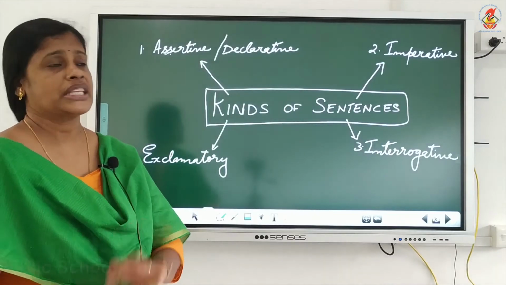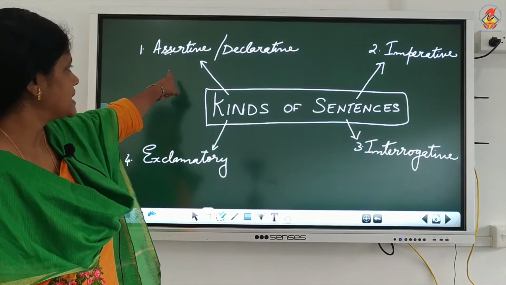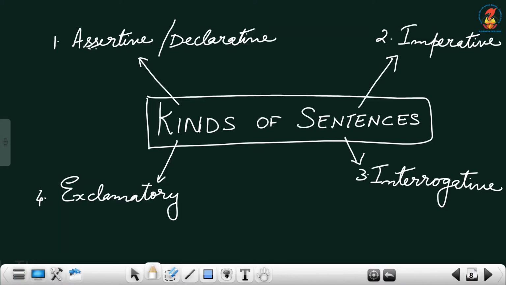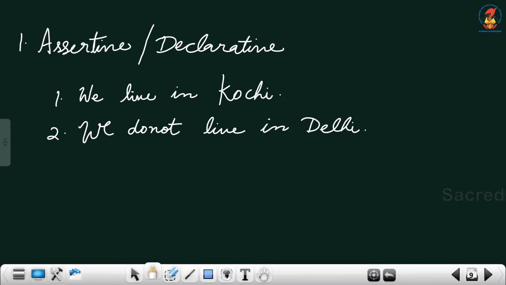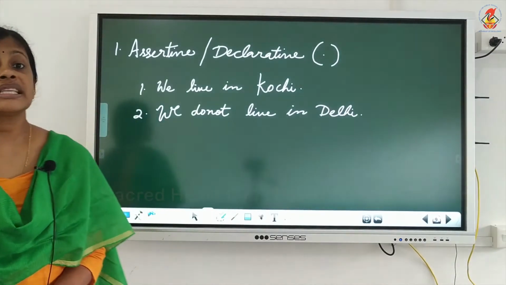There are 4 kinds of sentences. What are they? Assertive sentence, imperative sentence, interrogative sentence and exclamatory sentence. We have 4 types, isn't it? Do you remember? Let's see the first one. The first one is the assertive sentence or declarative sentence. These generally end with a full stop. An assertive or declarative sentence is also called a statement.